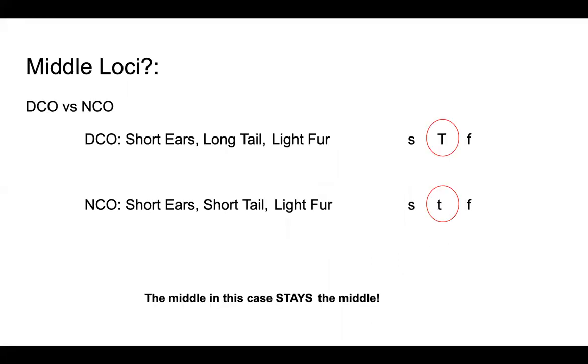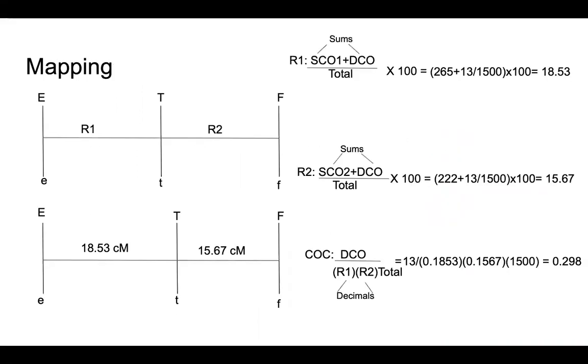When mapping, you have to remember to find the middle loci. You do this by comparing the DCO and the NCO. In this case, my T's were different, so that means that's going to be the middle gene on this map. I did the mother's genes on the top and the father's on the bottom.